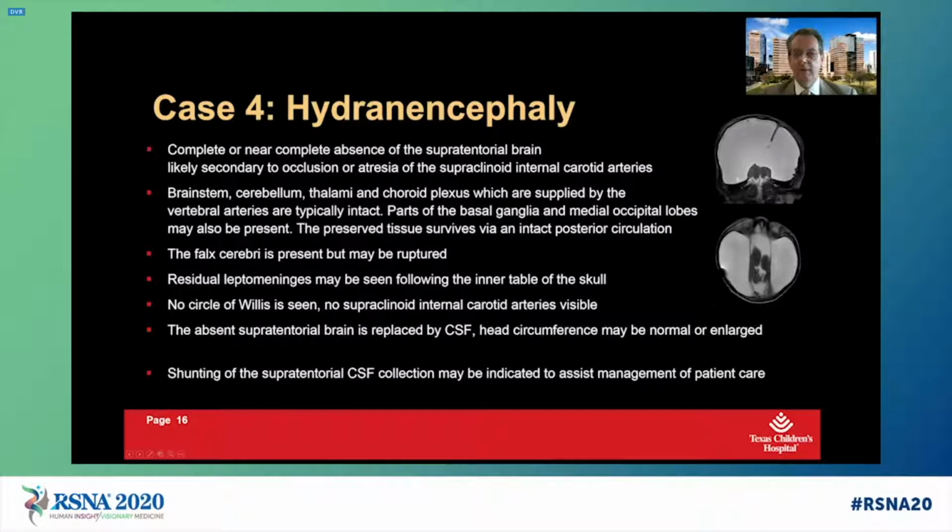The falx cerebri is present but may be partially ruptured. You may see some residual leptomeninges along the inner table of the skull. You should not see the normal circle of Willis, in particular not the supraclinoid internal carotid arteries. And you should be aware, of course, the entire supratentorial brain is replaced by cerebrospinal fluid, and this may result in significant ventriculomegaly or basically too large head.